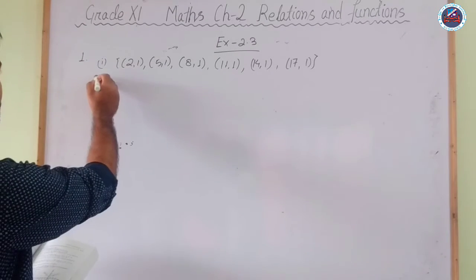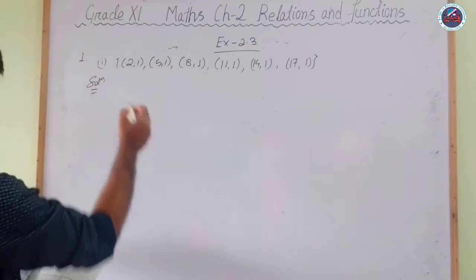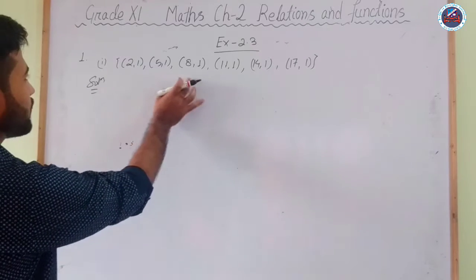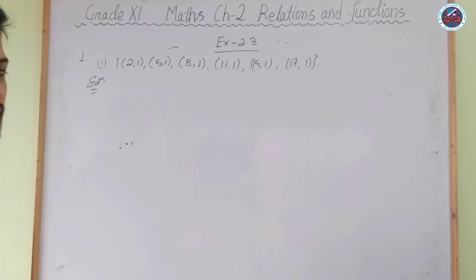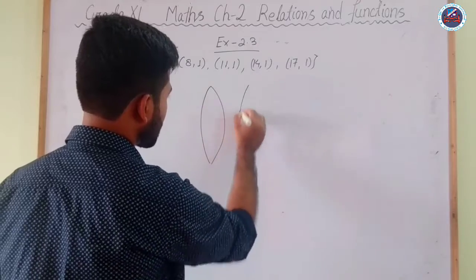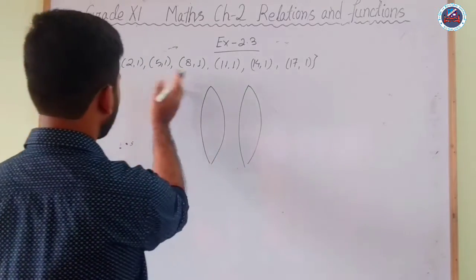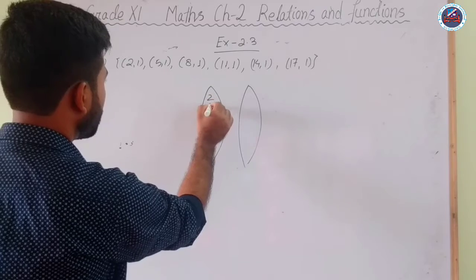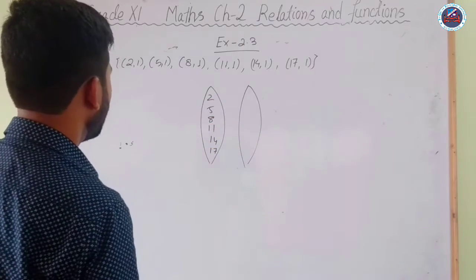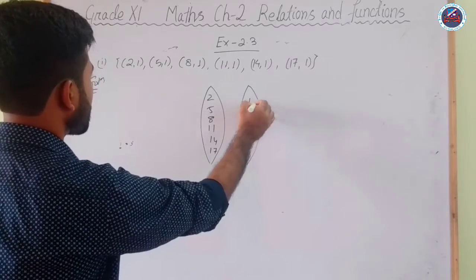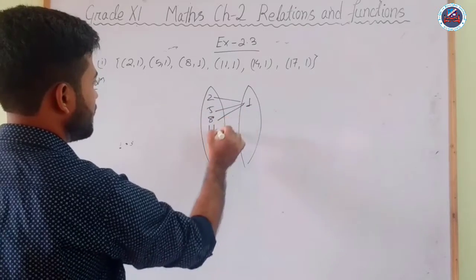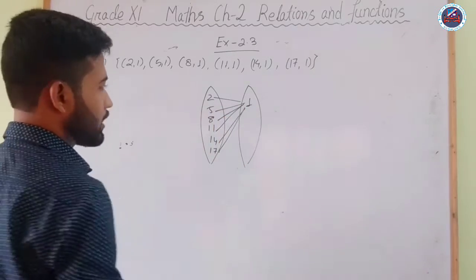So for that we have considered the question number 1, Roman 1. So here the relation given is (2, 1), (5, 1), (8, 1), (11, 1), (14, 1) and (17, 1). So let us see. If I draw the arrow diagram for this, here what are the elements of the domain? 2, 5, 8, 11, 14 and 17. And what are the elements of the range? It is 1, 1, 1, 1, 1, 1. So all are 1. That means all the elements are associated to 1 itself.